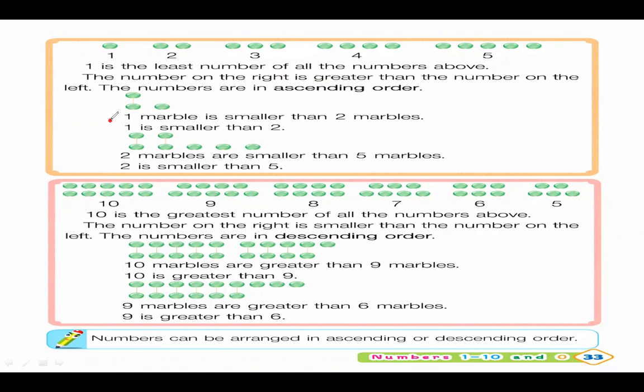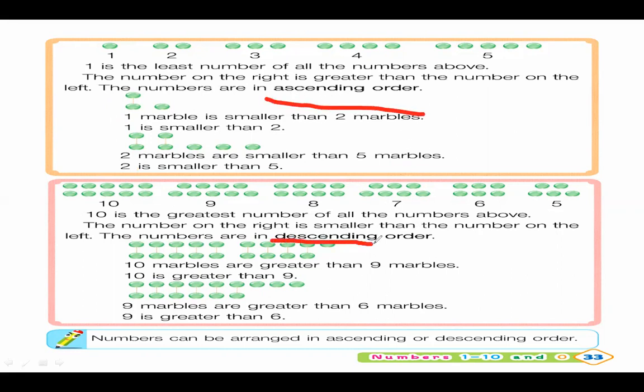Let's have this one here. 1 marble is smaller than 2 marbles. 1 is smaller than 2. 2 marbles are smaller than 5. 2 is smaller than 5. So this one is ascending order.